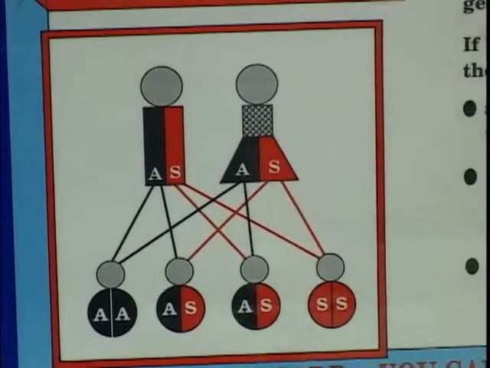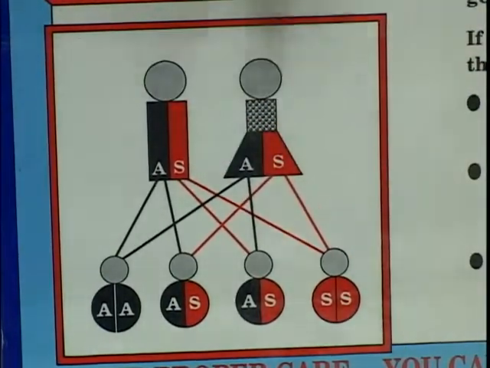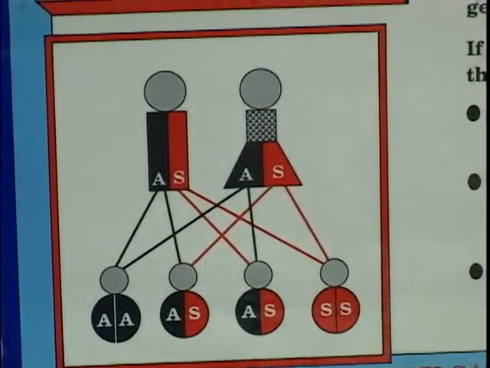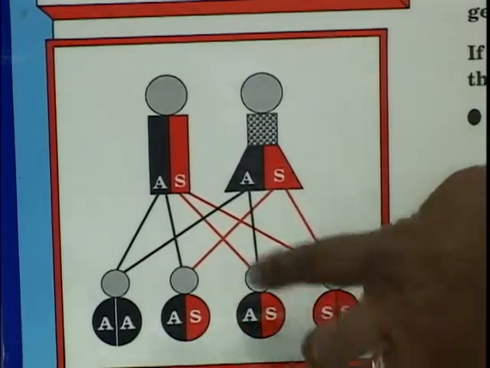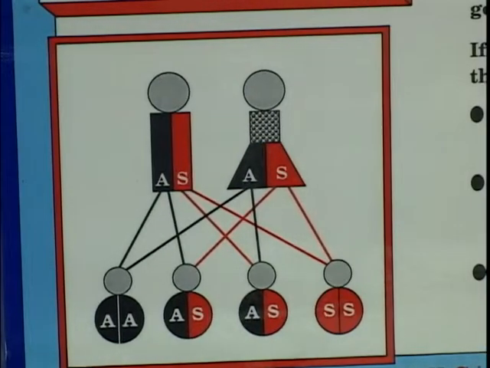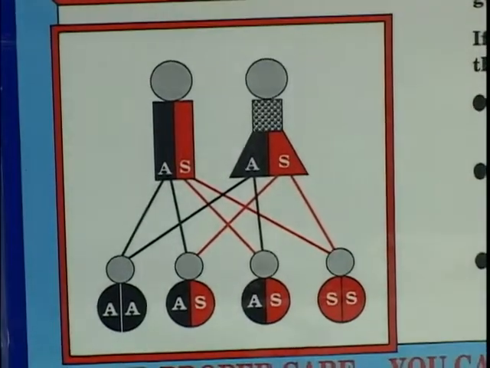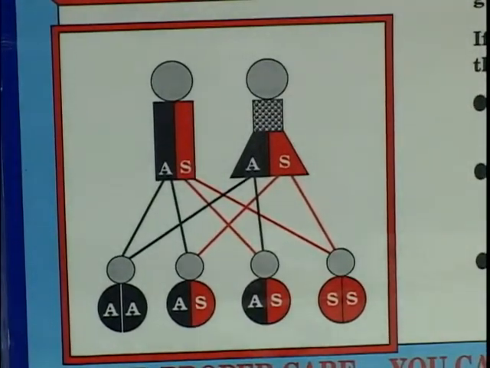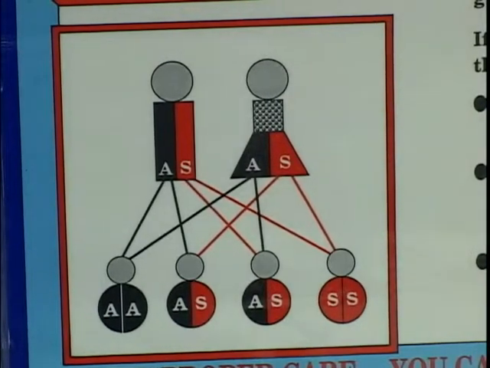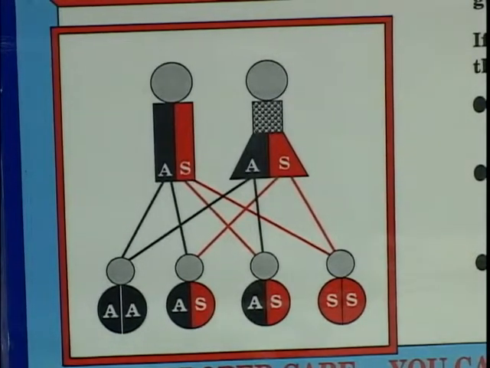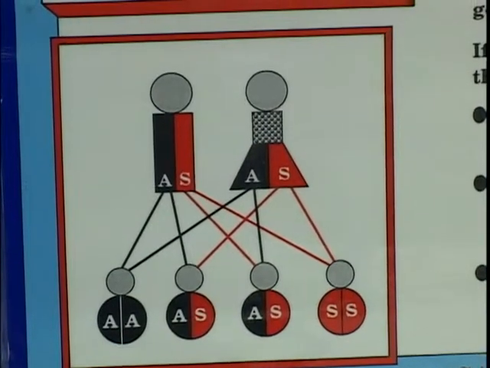Now, it's an inherited condition passed on when both parents carry what's called the sickle cell trait. If they get the sickle cell gene from the father and the normal gene from the mother, they can be sickle cell trait as well. But if you get both abnormal genes from your parents, then you would have sickle cell anemia. So with every pregnancy, there's a 25% chance of the baby being born with sickle cell.